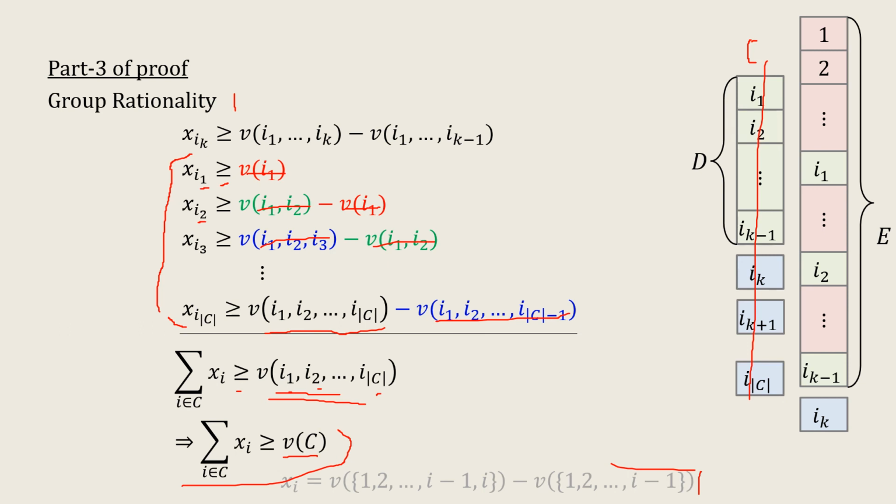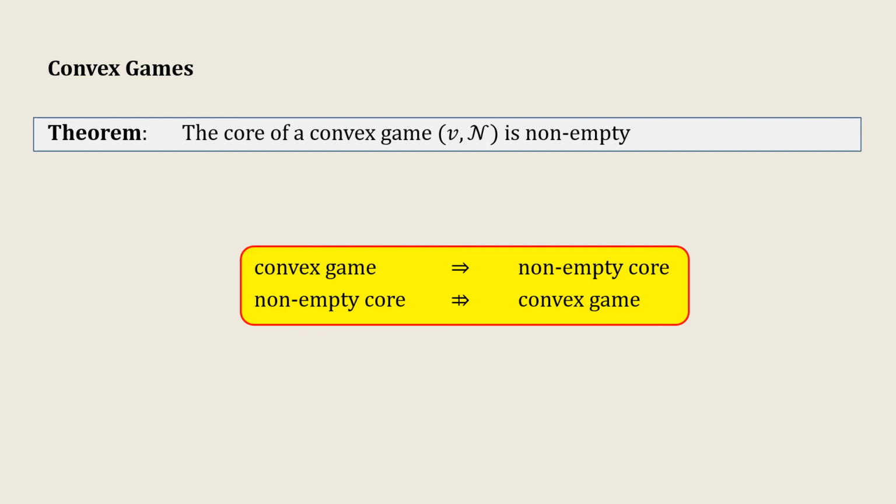I proved part 1, that it was efficient, part 2, I proved that x was individually rational, and part 3, I proved now that x is also group rational. So I conclude that the core of a convex game is non-empty. This is the statement of my theorem, which I just proved. A little word of caution. A convex game has a non-empty core, but it doesn't imply that any game with a non-empty core is necessarily convex.